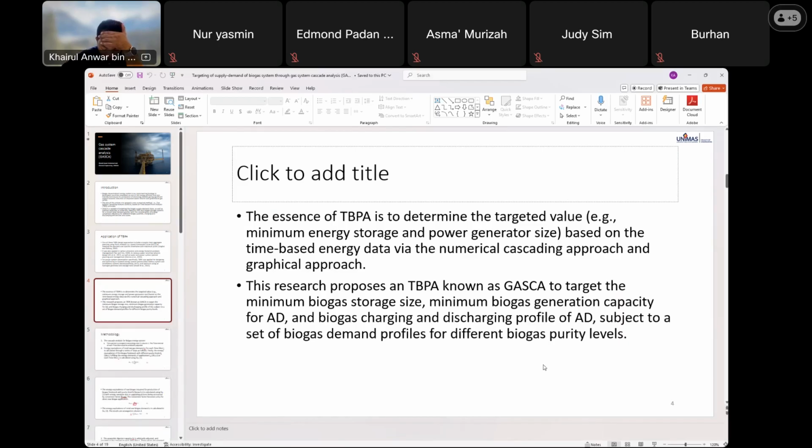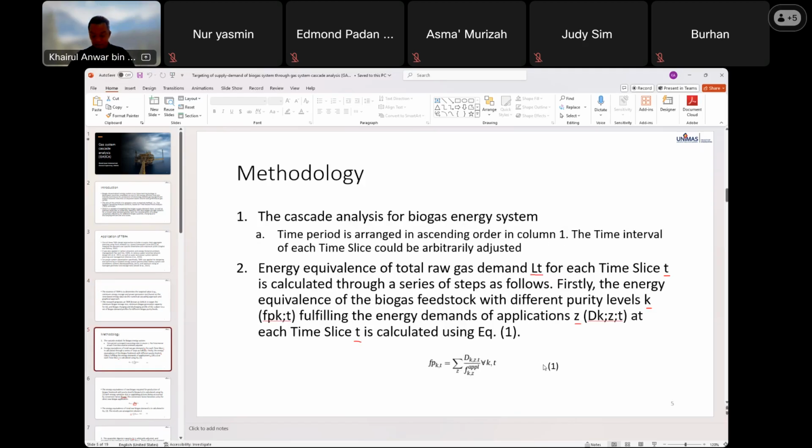So this paper proposed MTBPA, known as GESCA, to target the minimum biogas storage, minimum biogas generation capacity for the anaerobic digester, and biogas charging discharging profile of AD, subject to a given profile for different biogas purity levels. I think it makes sense.